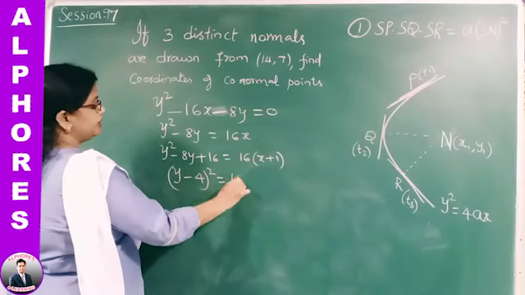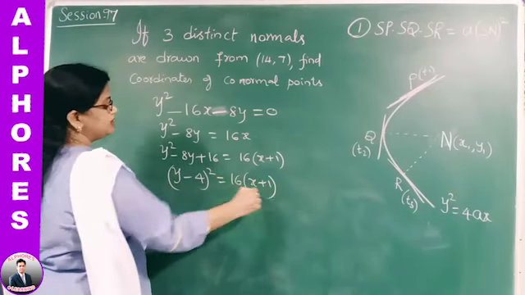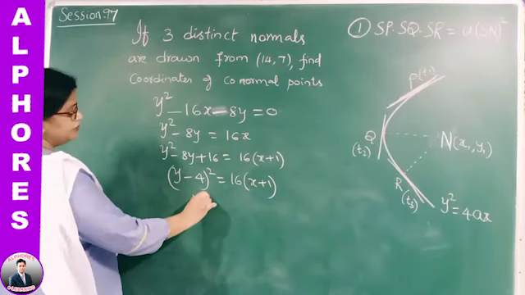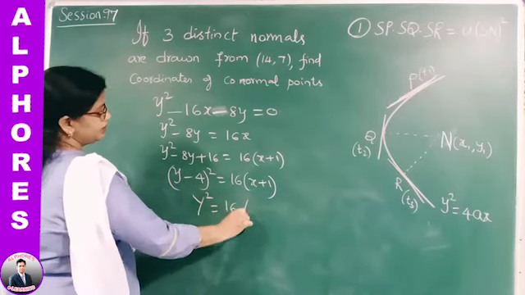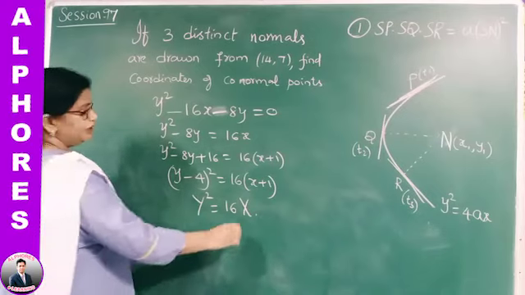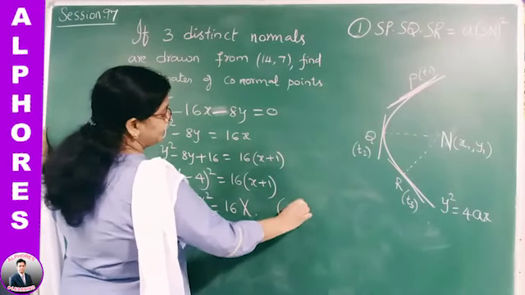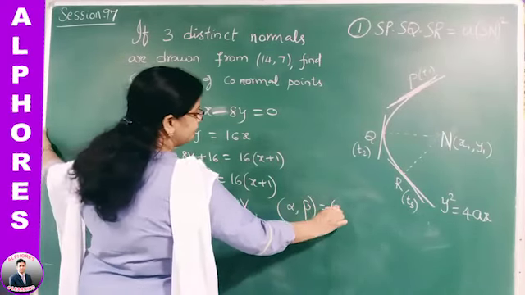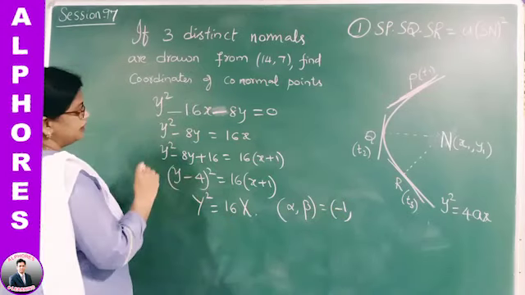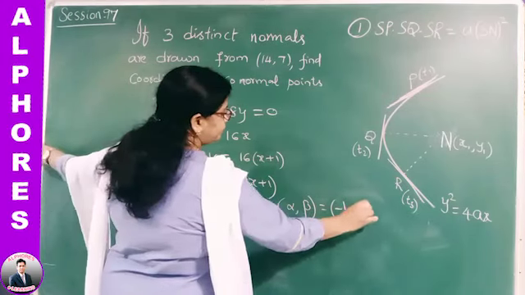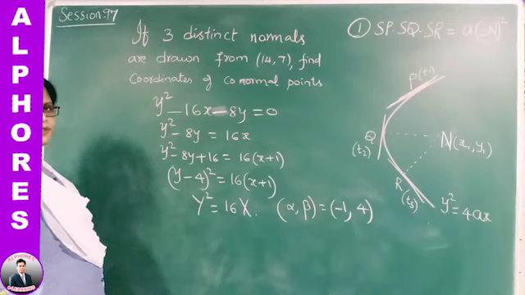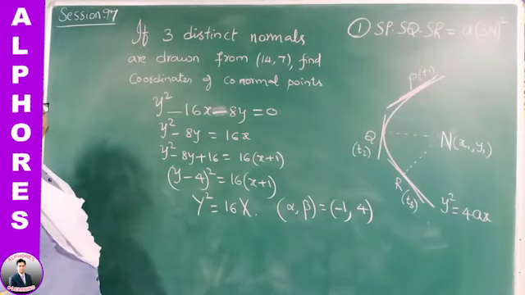You got 16 times x plus 1. That implies it is of the form y square equal to 16x, right? And here, what are our alpha and beta? That is the vertex, it is minus 1 comma 4. And now onwards students, you continue the same procedure however we have done.